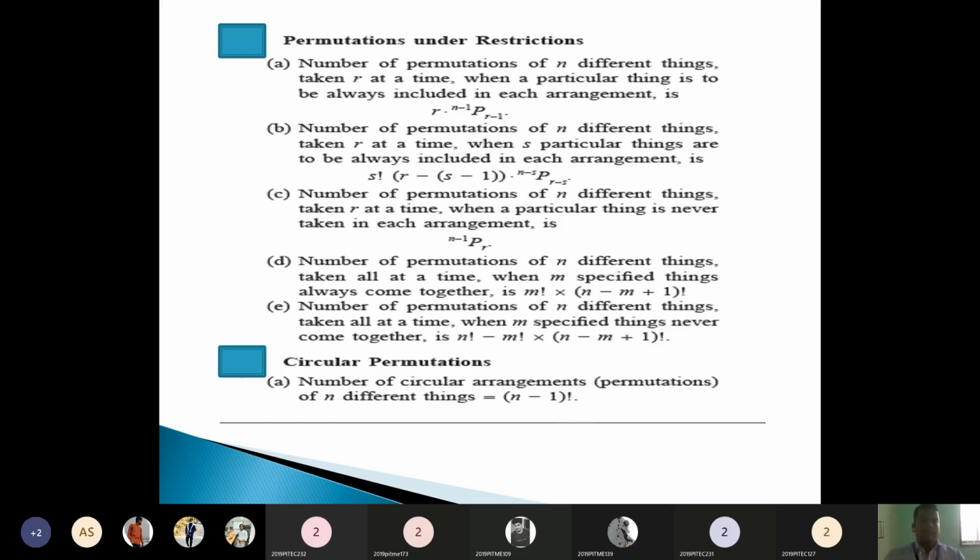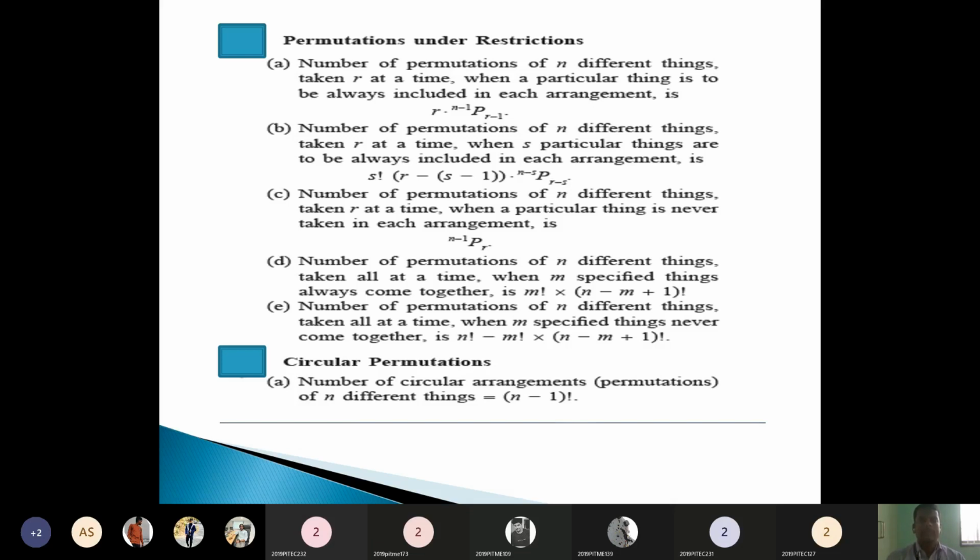So the number of permutations of n different things taken r at a time, where s particular things are to be always included in each arrangement, is s factorial into r minus s plus 1 into n minus s p r minus s. So a particular object should be selected in that manner. So the corresponding permutation will be s factorial into r minus s plus 1 into n minus s p r minus s. That is the extension of the first one.